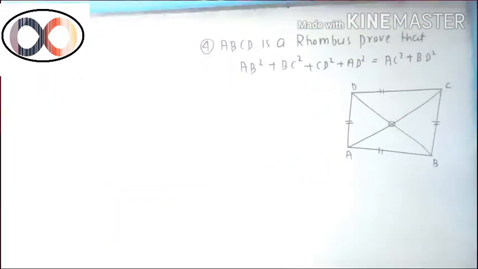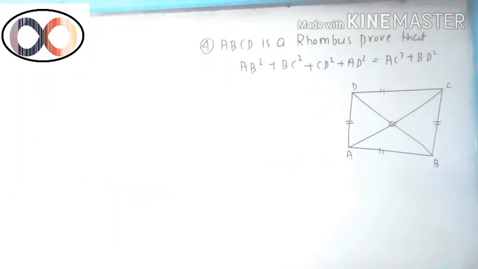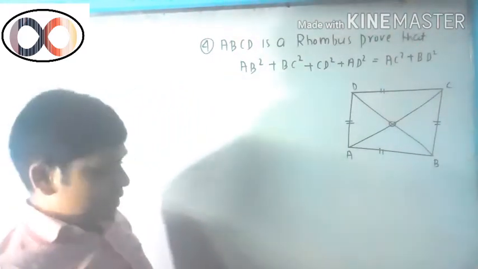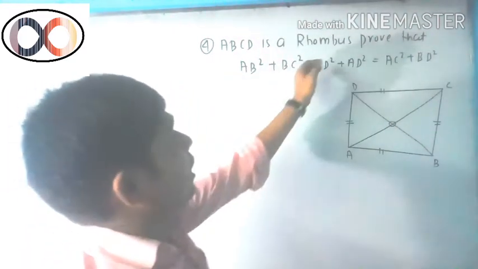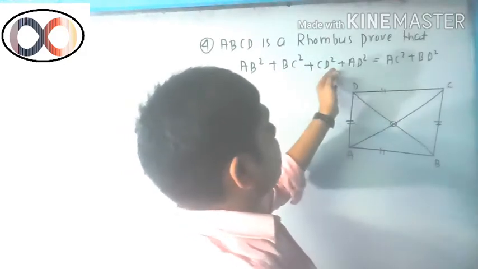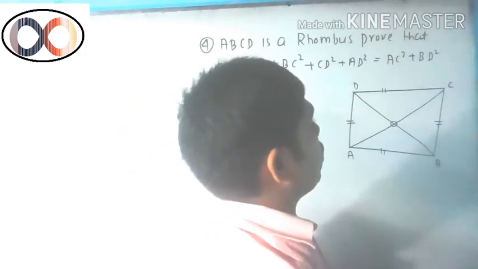Another question of this topic. So suppose, okay students, this is the fourth question. You can see here ABCD is a rhombus. Prove that AB square plus BC square plus CD square plus AD square equal to AC square plus BD square.